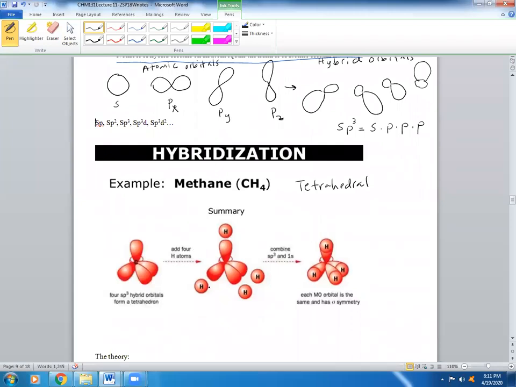When you add the four hydrogens, the hydrogens are in the s orbitals. And look at the overlap that is happening. You have an overlap right here, and these, of course, we're going to call sigma bonds. We're going to get to them later. But notice that there's a combination of the sp3 and the 1s orbital, and actually this is what results in the tetrahedral geometry.